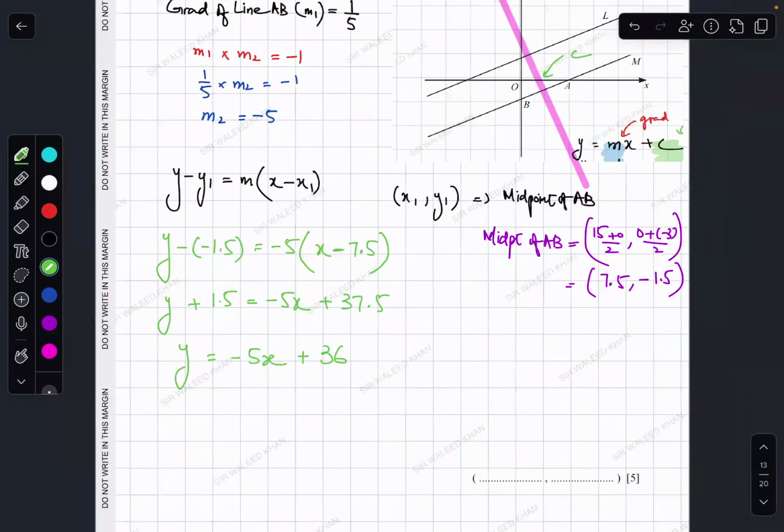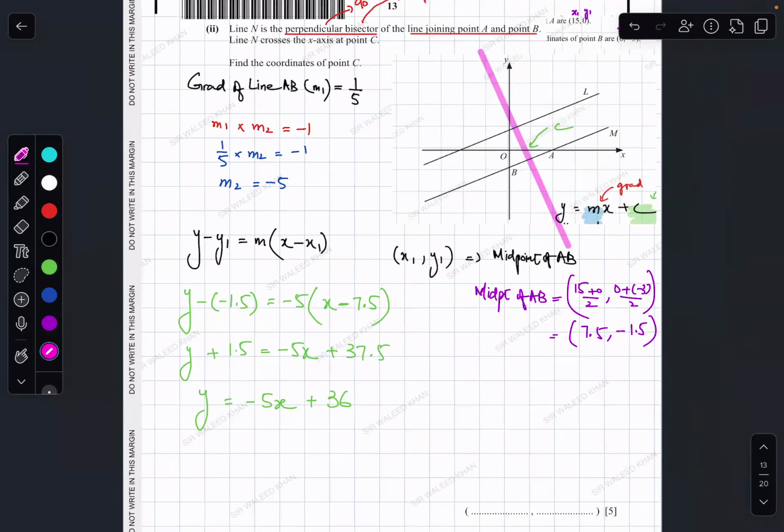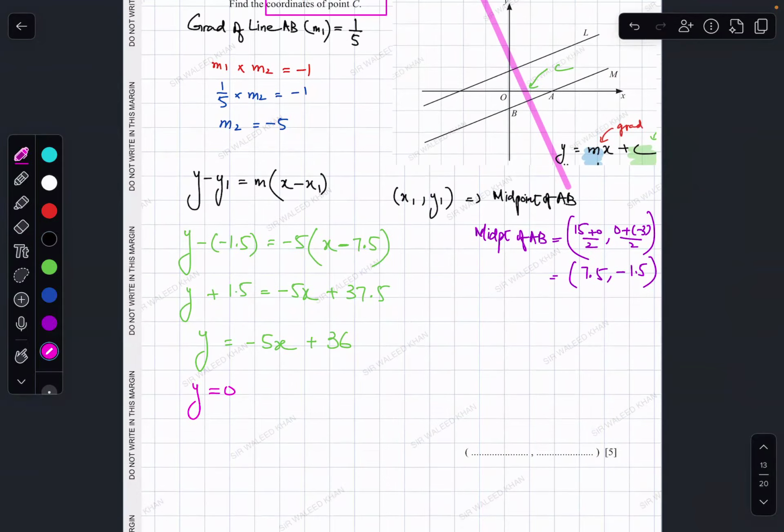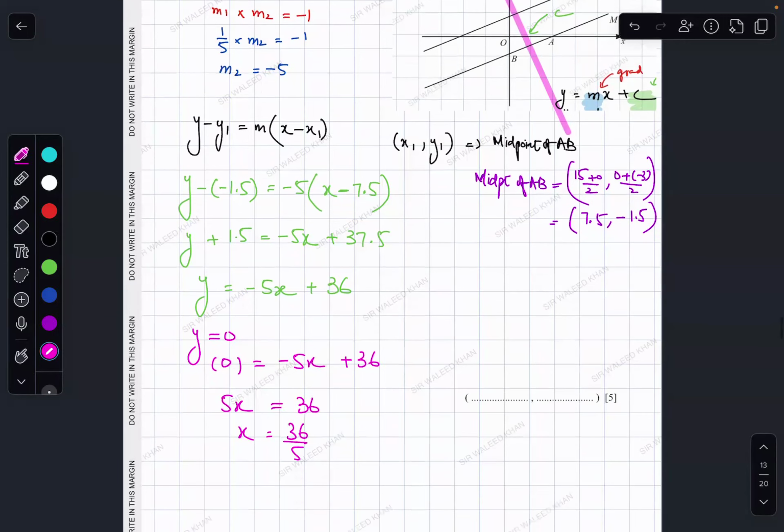Now they are saying find the coordinates of point C. And the point C exists on the x-axis. So for that, the value of y is 0. When y is equal to 0, I have to find the value of x. This should be 0 is equal to negative 5x plus 36. I can move this over there. 5x is equal to 36, x is equal to 36 by 5, which is 7.2. That's your answer.